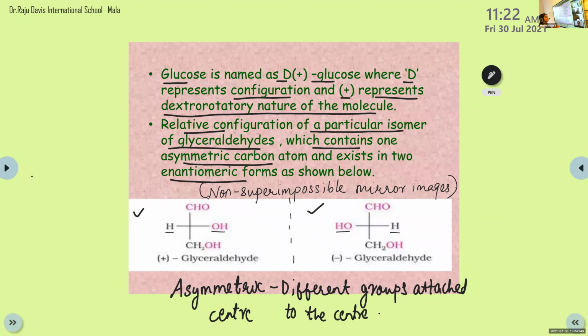They are non-superimposable mirror images. And these non-superimposable mirror images are shown by asymmetric molecules. In the case of glyceraldehyde, I told you, there are different groups attached to this carbon atom. Such molecules are considered as asymmetric molecules. They are not symmetric in nature. Okay, not symmetric in nature.